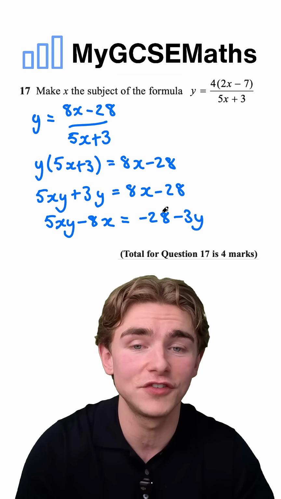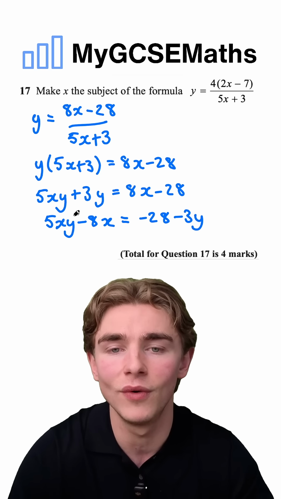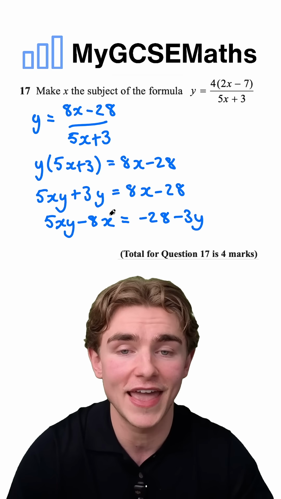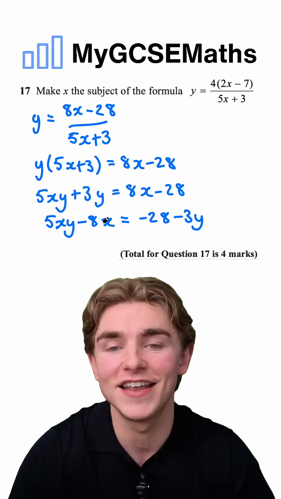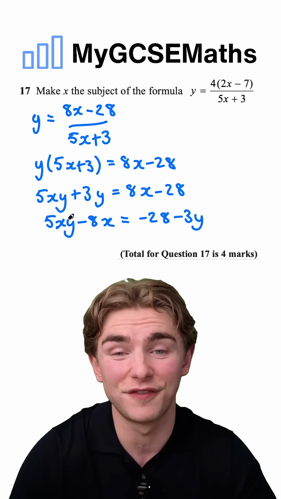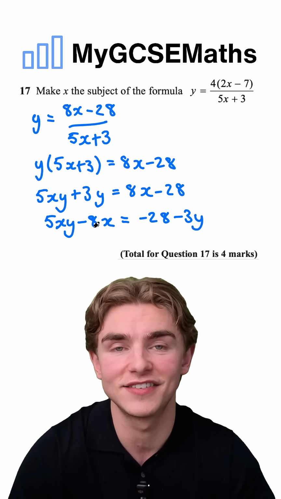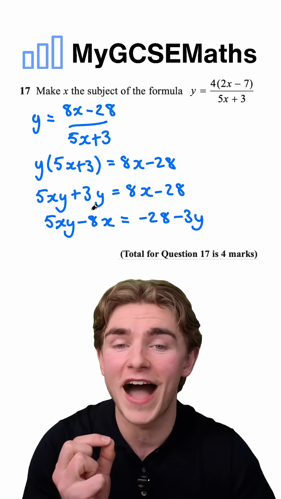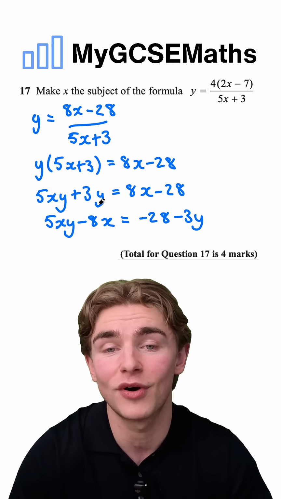Now is the trick that a lot of you have been waiting for. How do we deal with both of the x's over here? Well, we can't subtract the 8x from the 5xy because the 5xy has a y and the 8x doesn't. What we're going to do to isolate that x is we're going to factorize out the x.